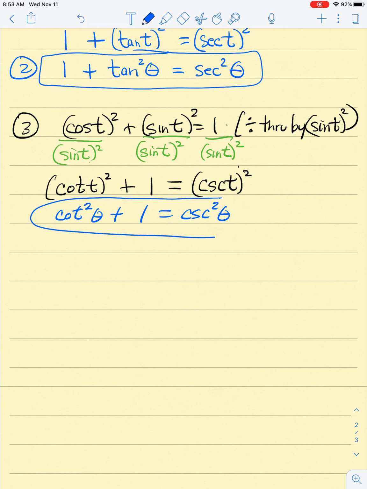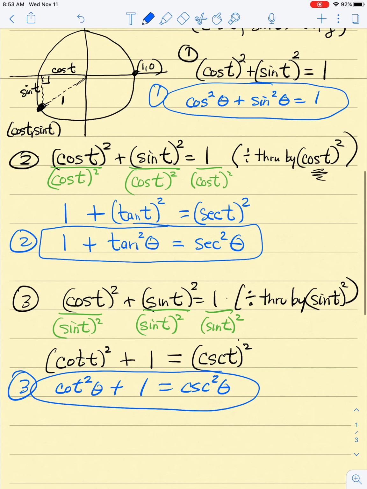That is your third Pythagorean identity. So cool. And again, those are on your trig sheet. Make sure to highlight those. These are very important. Any upper level math you go to, you'll see these identities.